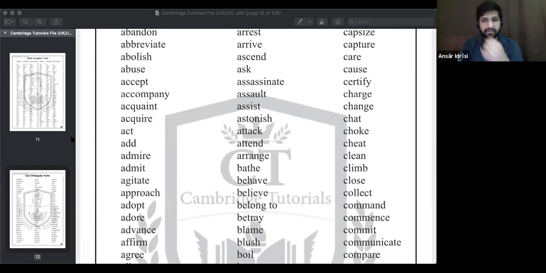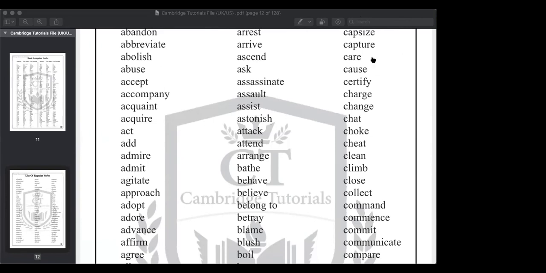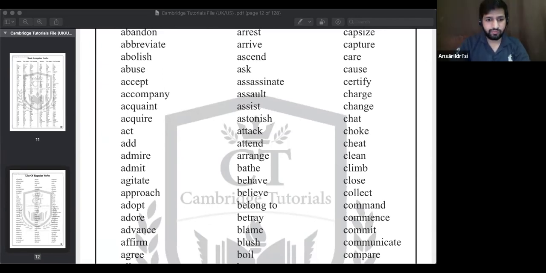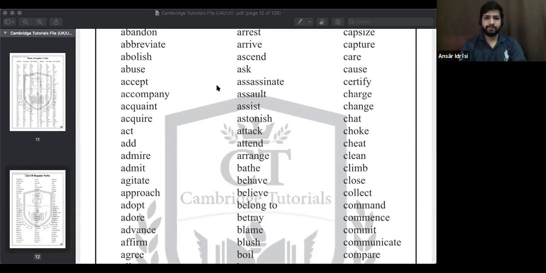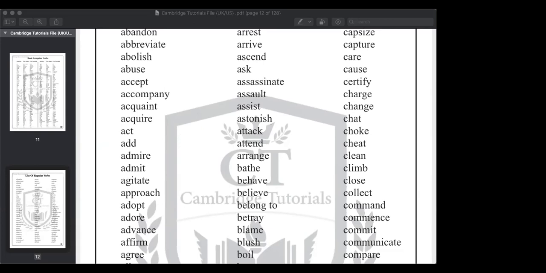Next. Okay, next. I was attending meeting. Was I attending meeting? I wasn't attending meeting. Next. I was reading the newspaper. Was I reading the newspaper? I wasn't reading the newspaper. Good. Next. I was capturing a photo. Was I capturing a photo? I wasn't capturing photo. Good.